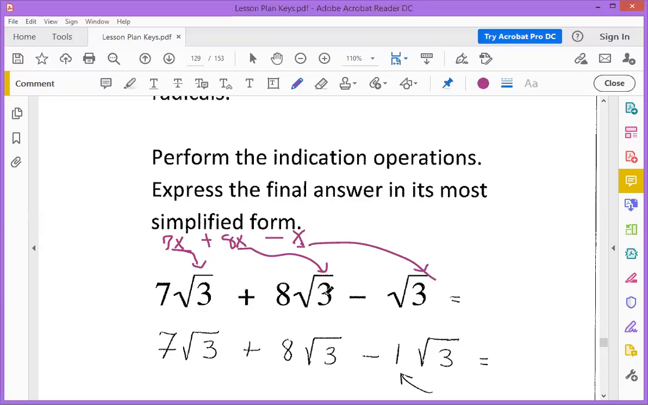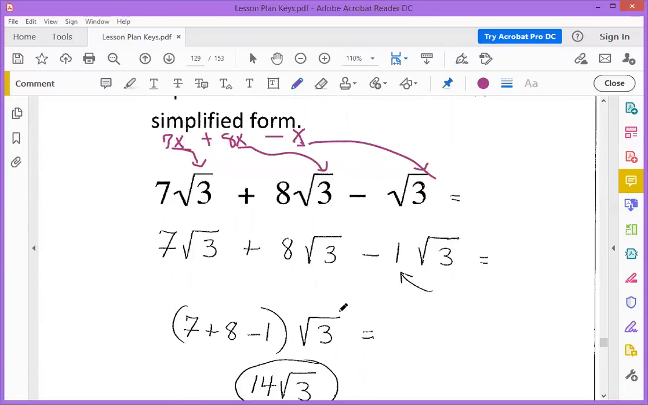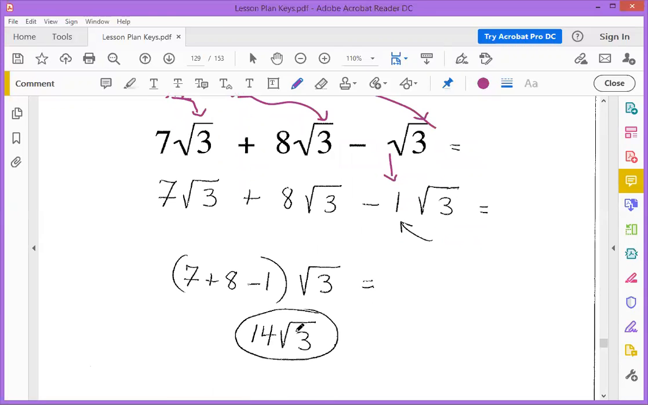As long as your terms have the same root, square root 3 underneath, then you can combine them. They're considered like terms. So in this case, the 7 times square root 3 plus 8 times square root 3 minus 1, we want to see this as being 1 square root 3. We can combine those terms. So we just add 7 plus 8 minus the 1, and that'll give us 14 square root 3. You keep the square root 3 at the end.